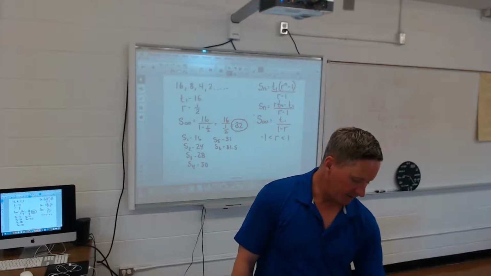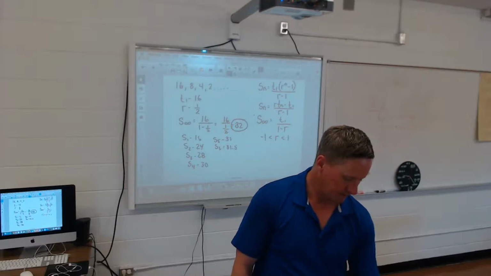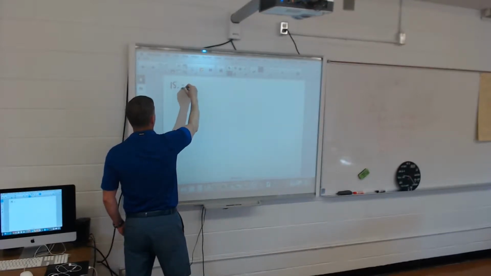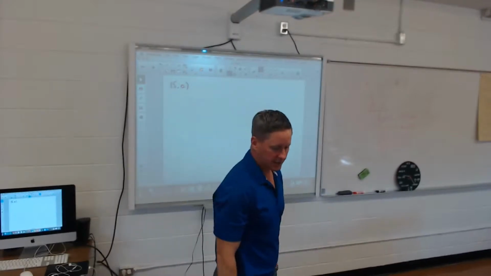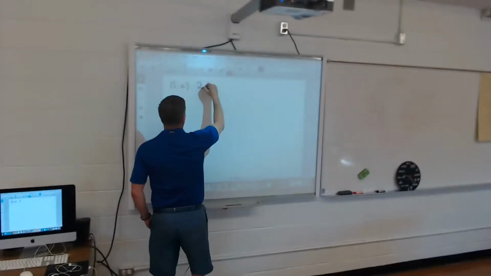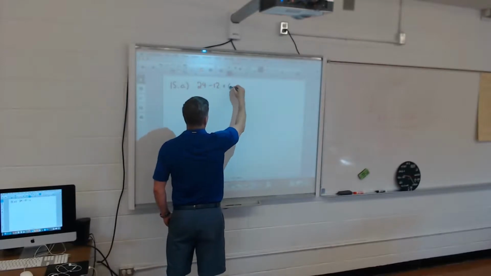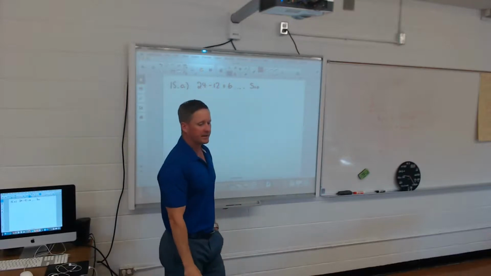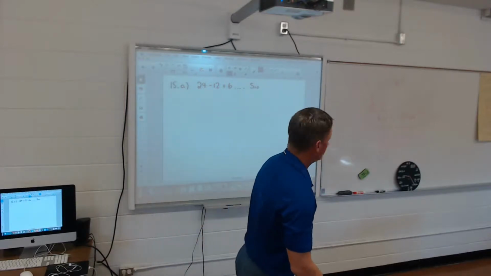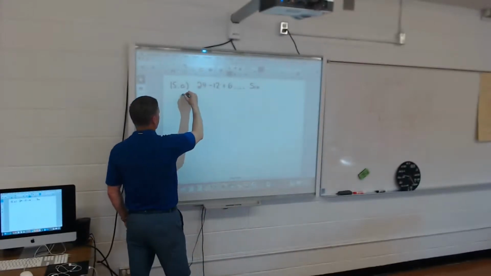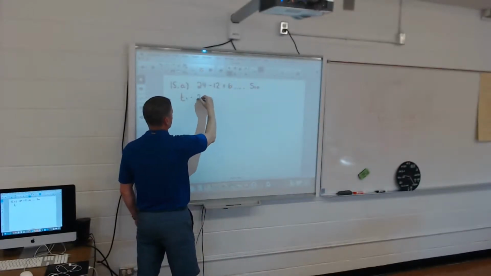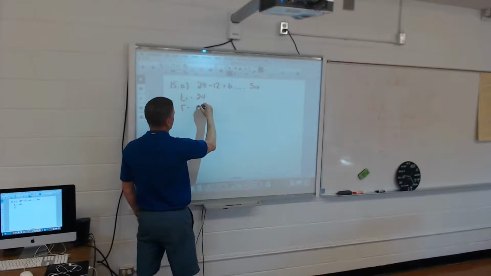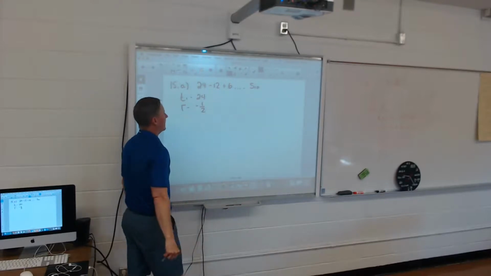And then they give you examples of a finite series. So look at question 15a. It has 24, -12, add 6, and so on until we get to the 10th term. And they want us to find the sum of the first 10 terms. So in order to find the sum of the first 10 terms, the first thing I need is a T1, which I have is 24. The second thing I need is my r value, which in this case is -1/2.